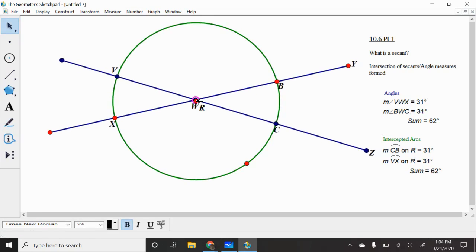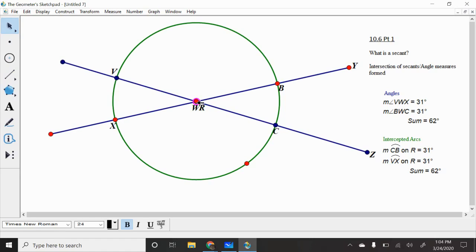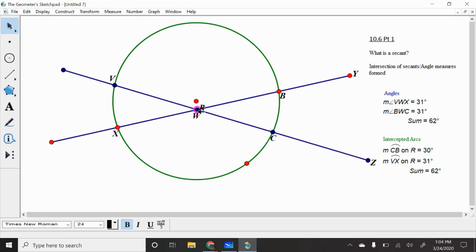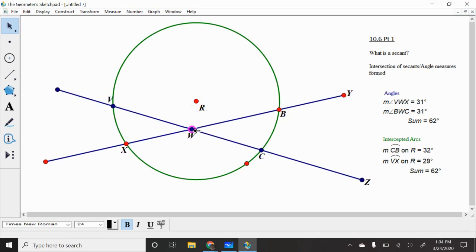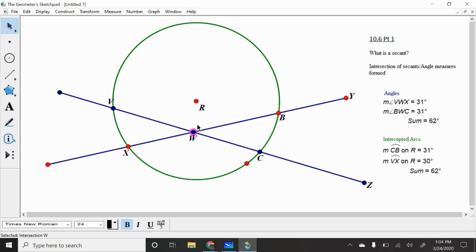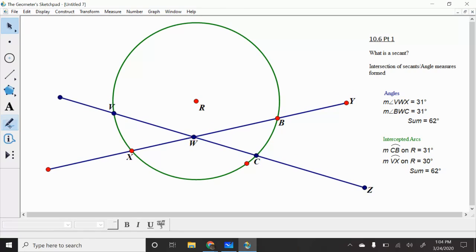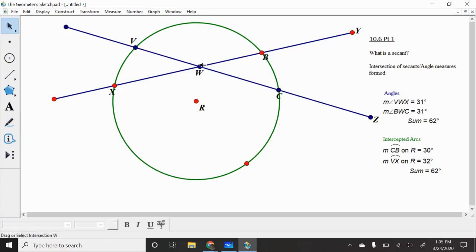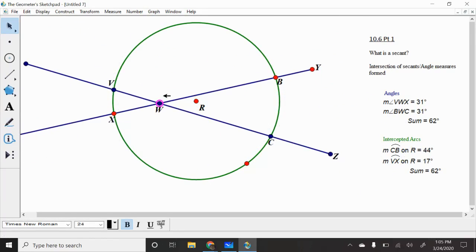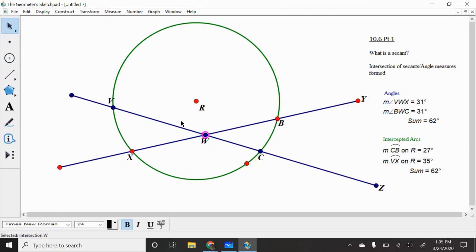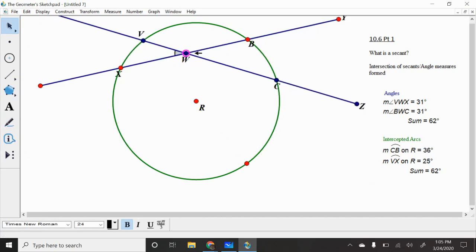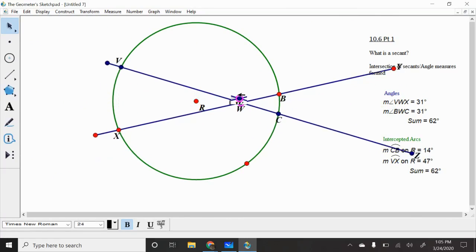So what I'm going to do now is move the angles away from the center. This is why it's actually VWX over here and BWC, because I'm measuring these angles over here, and this is circle R. So I'm going to move this around, and as I'm moving it around, keep an eye out for what's going on over here.